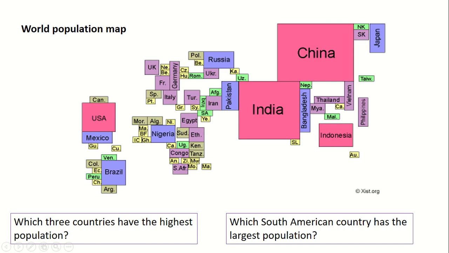Now, we're looking at population in China. And I've put on a little map of the world, only this map is a little bit different. Rather than showing geographic land area, this shows the world in terms of population. Okay, so pause the video, and there are 2 questions. Which 3 countries have the highest population? And which South American country has the largest population?